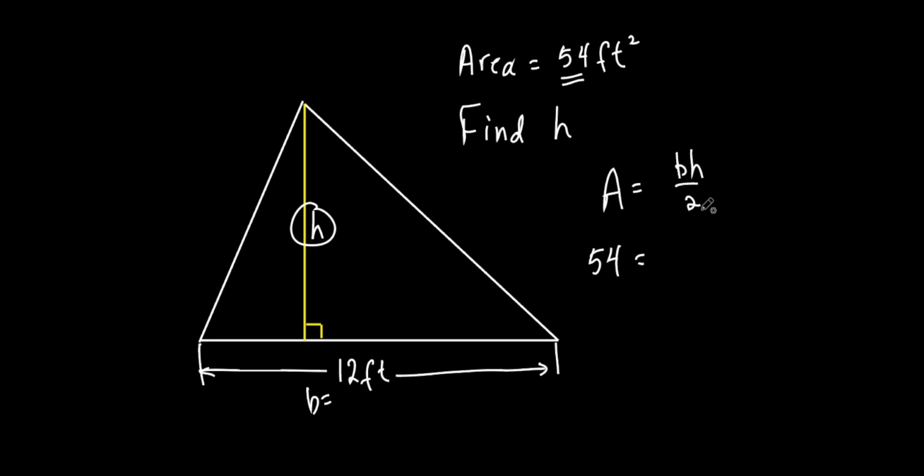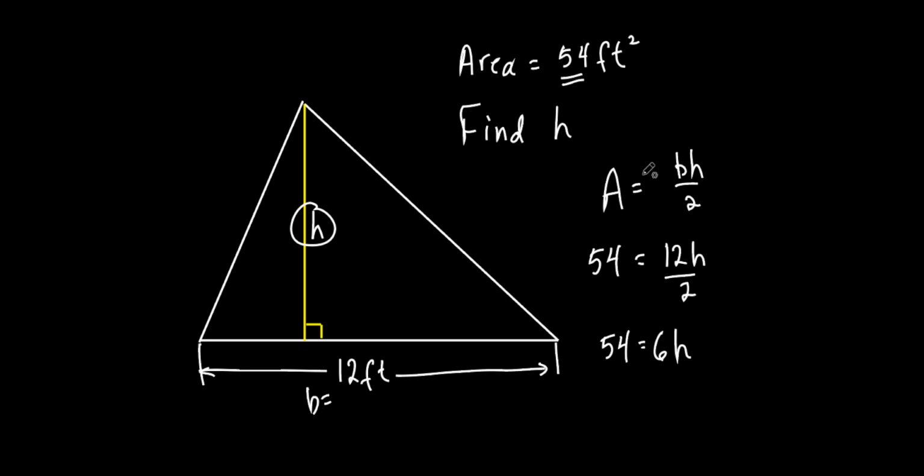Do I know the base? Yeah, what is that? It's 12. Times what? H. Do I know h? Nope, trying to find it. Then what do I have to do? Divide it by 2. Okay? So now, what can we do? We can do a couple things. I would do it this way. What's 12 divided by 2? 6 times what? H. See what I just did?